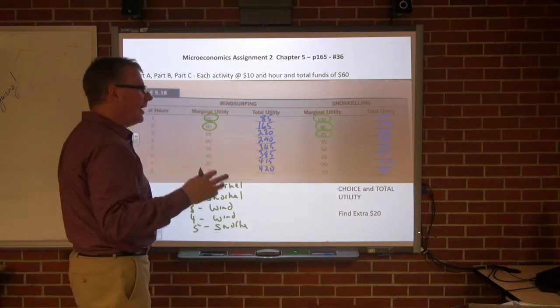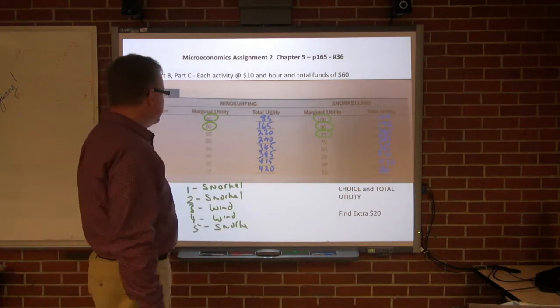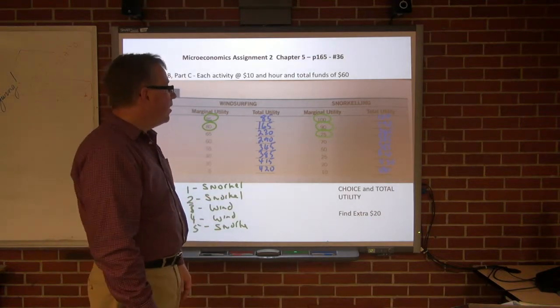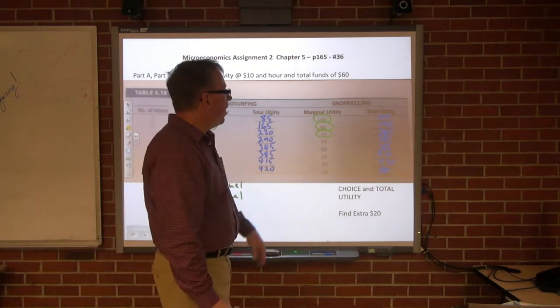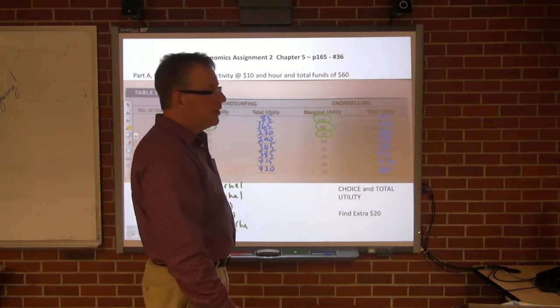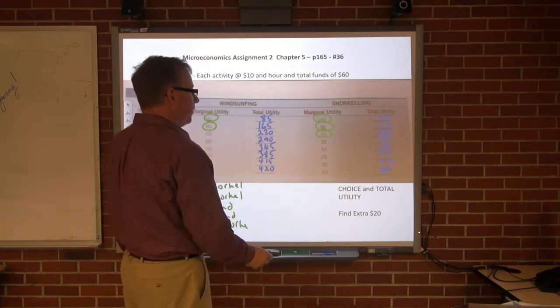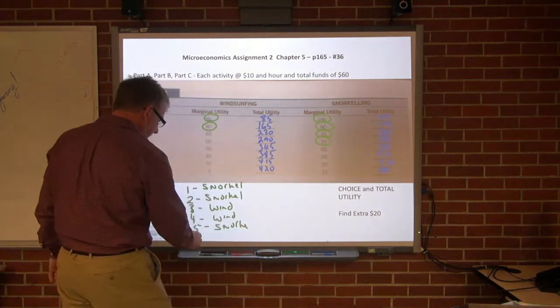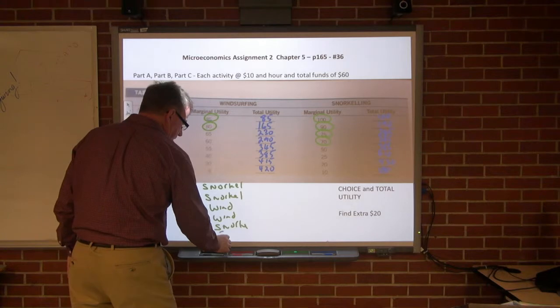We come back with our last $10. We have to make a choice. Do we do a third hour of windsurfing at a marginal utility of 65, or do we do a fourth hour of snorkeling at a marginal utility of 70? Again, we'll pick the one with the higher, and snorkeling has the higher at 70. So our sixth hour, then, we're going to snorkel.